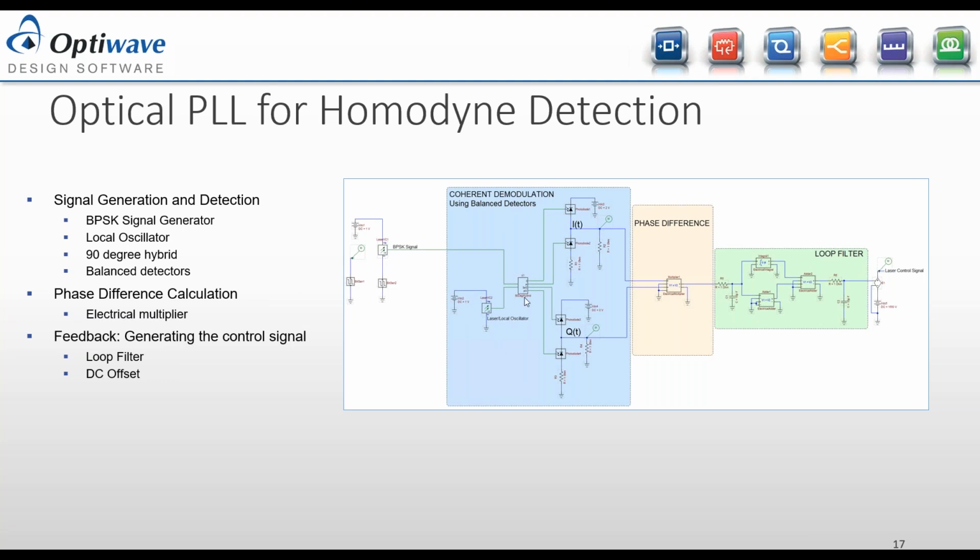and we have a 90-degree hybrid and balanced photodetectors, which then calculate the real and imaginary part of this BPSK signal. We have a circuit that calculates the phase difference between the local oscillator and the input signal carrier frequency. And then finally we have a controller. Again, it's a PID controller with only integral and proportional terms that controls the frequency of this laser.